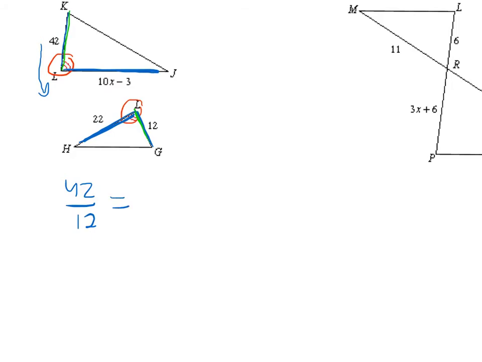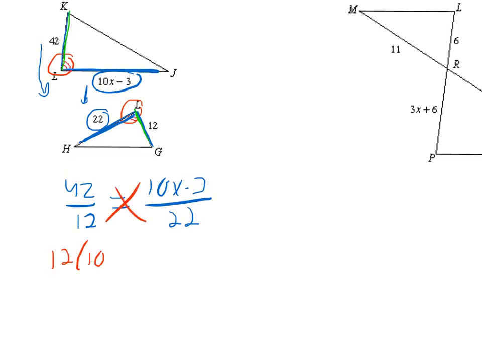So they match up. Then we have the long side going into the equal angle, and here's the long side. So again, I'm going top down, so I went 42 to 12, so 10x minus 3 over 22. Now it's a matter of solving by cross product. So 12 times 10x minus 3 equals 42 times 22.